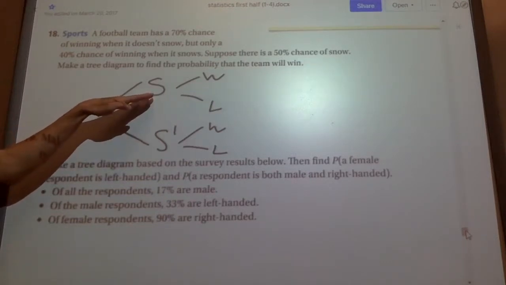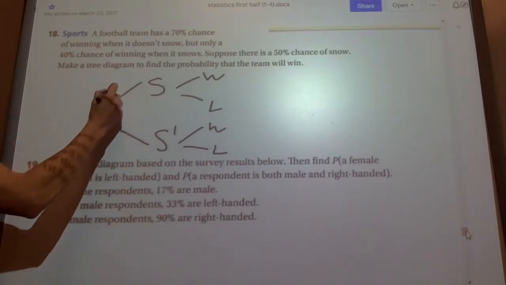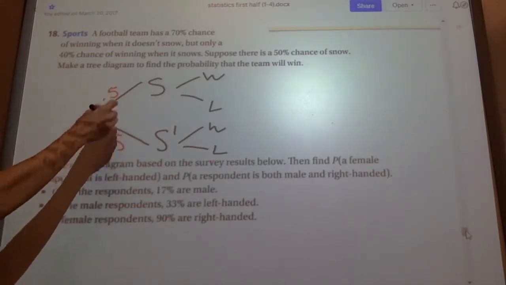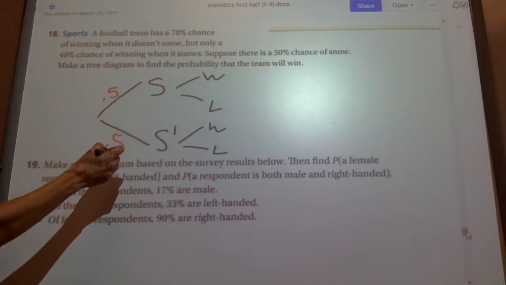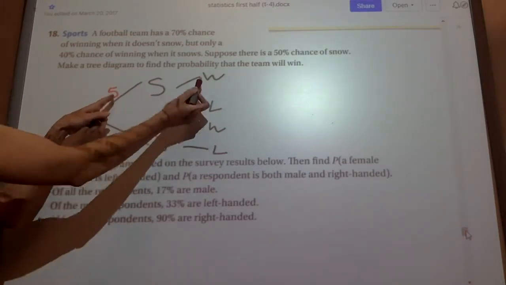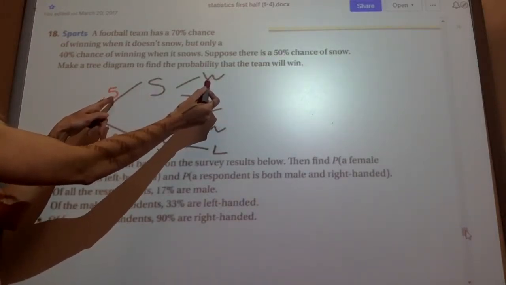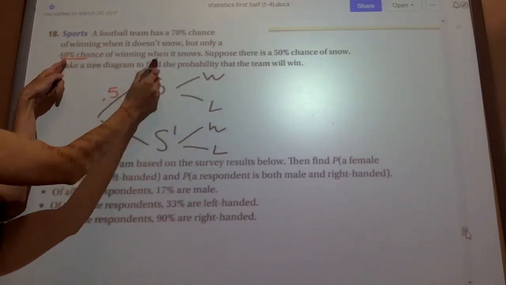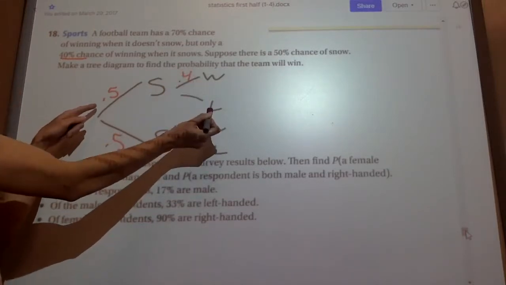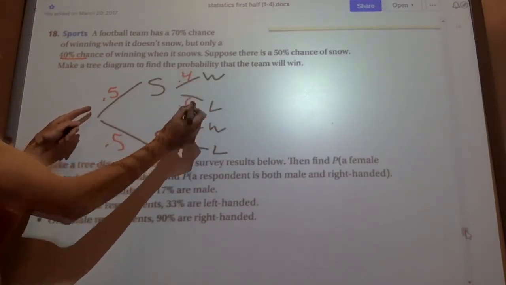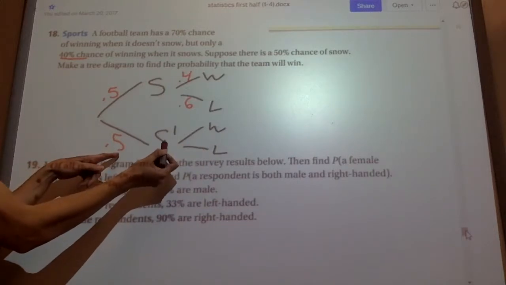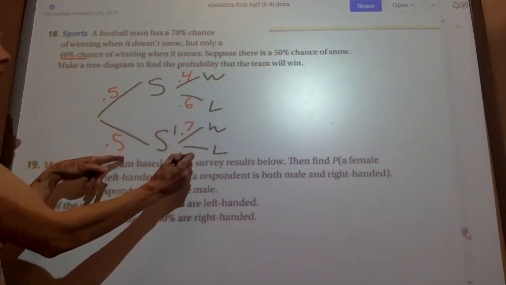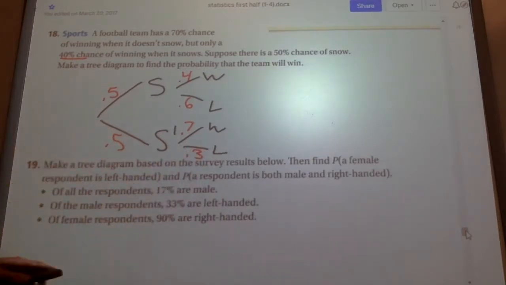Now I can fill in some percents. What's the percent of snow? 50. So what's the percent of no snow? 50. Yep, branch probability always equals 100%. If it snows, what's the probability of winning? 40% chance of winning when it snows. So what's my probability of losing? 60. What's my probability of winning if it doesn't snow? 70. So what's the probability of losing? 30. Very good.